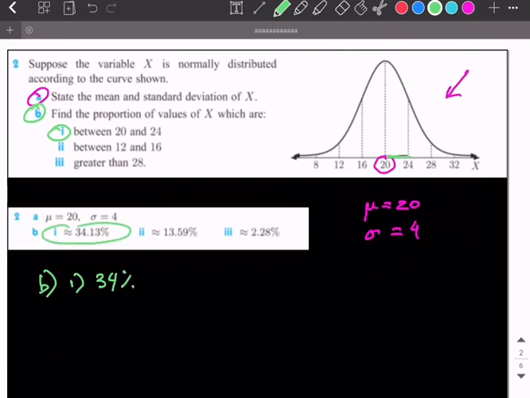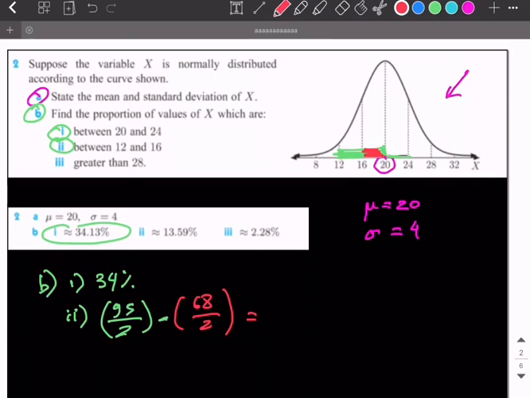That's okay. Between 12 and 16 is exactly like the problem we just did before. So let's see, this whole thing that I'm doing here, from here to there, is half of 95, and I'm going to subtract this part here, which is half of 68.